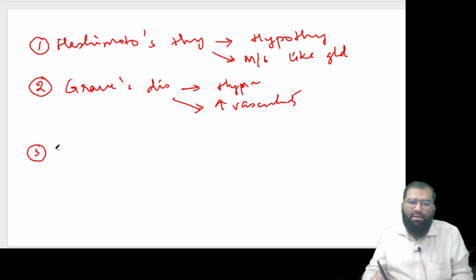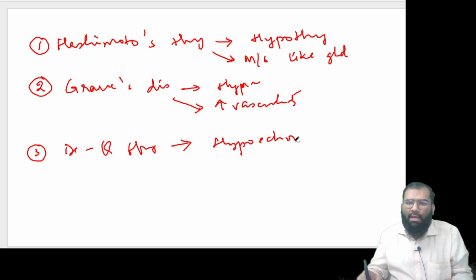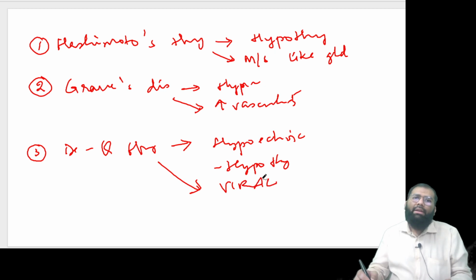Third important thing which we have seen is decurrent thyroiditis. So in case of decurrent thyroiditis, you see ill-defined hypoechoic areas within the thyroid gland and patient becomes hypothyroid. Most important part is there is a history of viral infection.